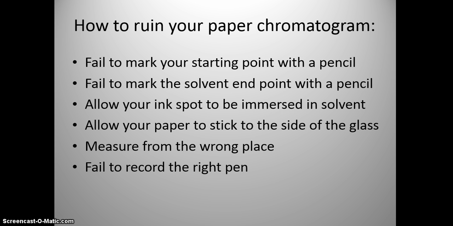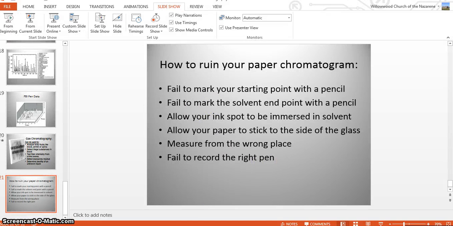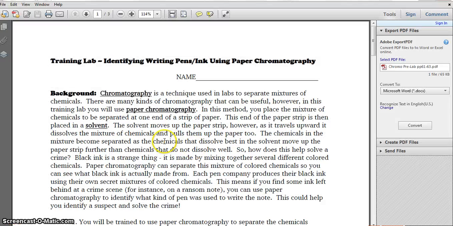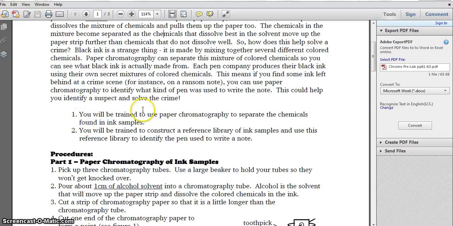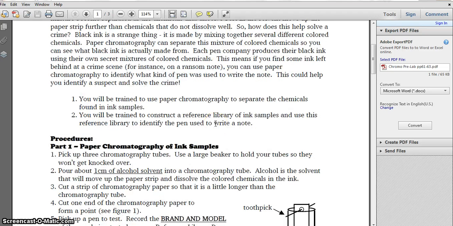You need to record the lab procedure in your lab notebook along with the purpose of the lab. Let's look at that real quickly. Read this background paragraph on the pre-lab that you have. Here's the purpose. You're going to be trained to use paper chromatography to separate chemicals found in ink samples, and you're going to be trained to construct the reference library of your own ink samples.